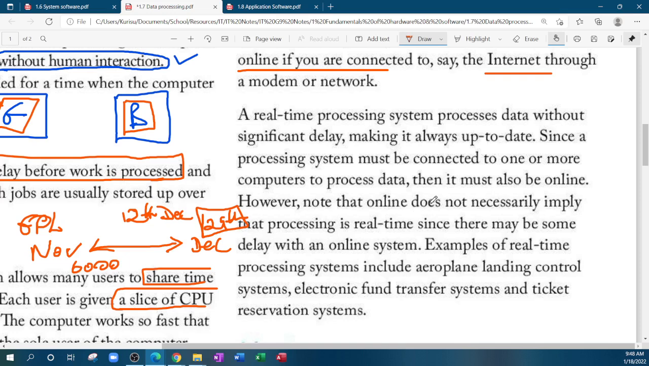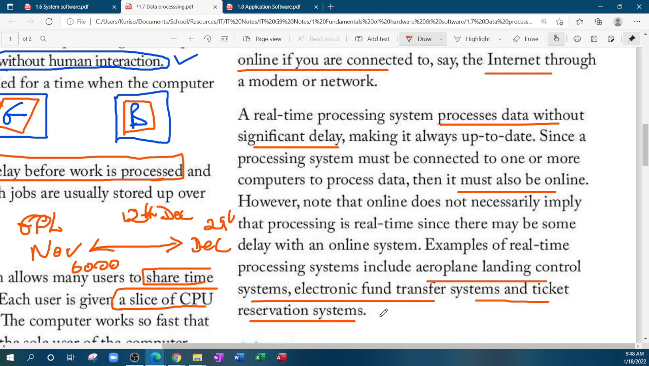A real-time processing system processes data without significant delay, making it always up to date. Since the processing system must be connected to one or more computers to process data, then it must also be online. However, note that online does not necessarily imply that processing is in real time, since there may be some delay with an online system. Examples of real-time processing systems include airplane landing control systems, electronic fund transfer systems, and ticket reservation systems.